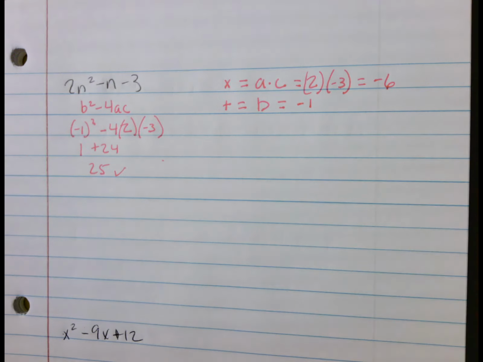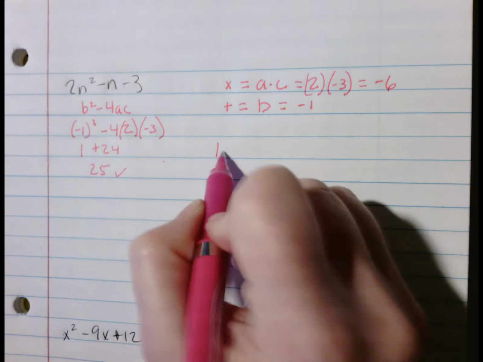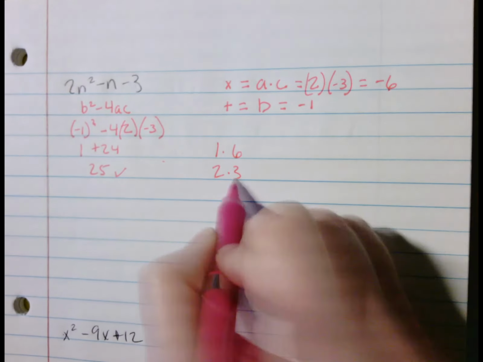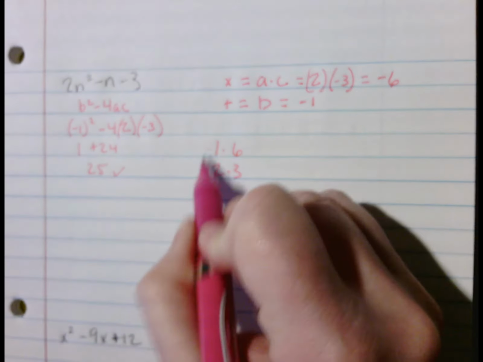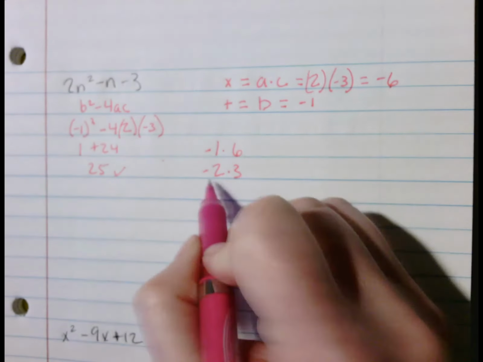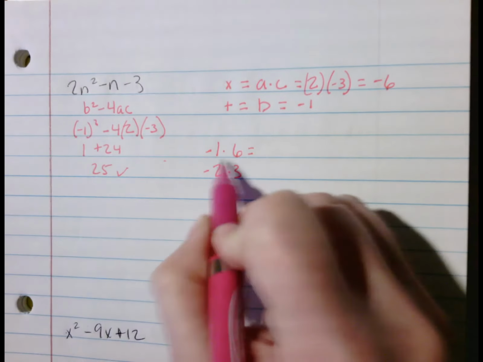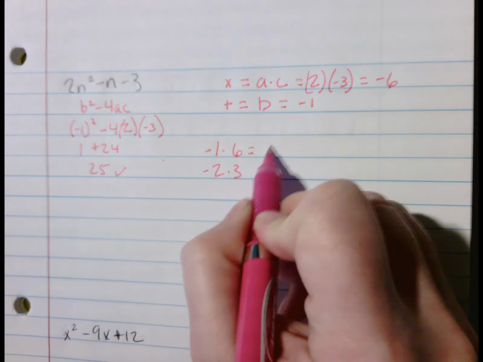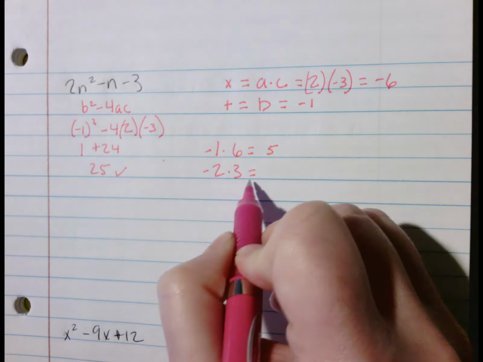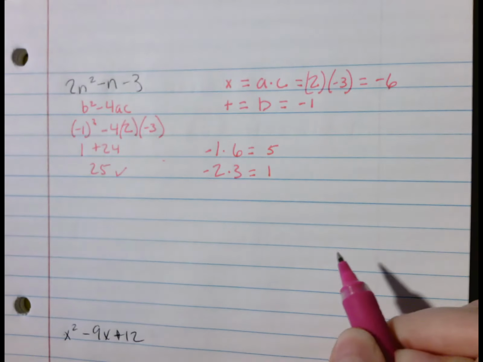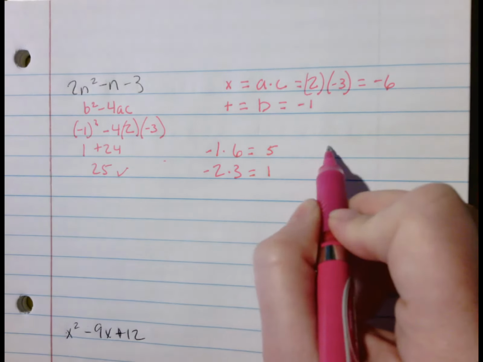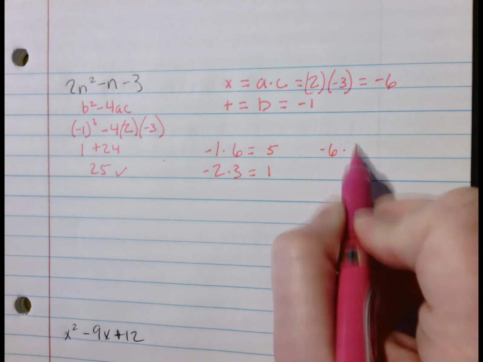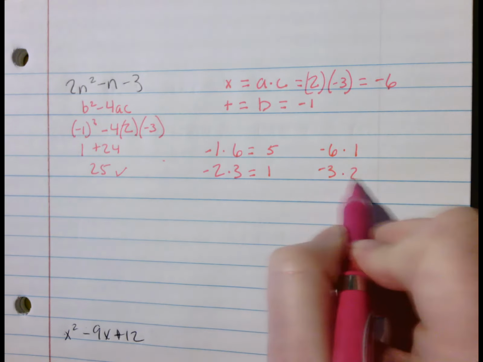So let's look at factors of -6. We have 1 and 6, 2 and 3, but we need a negative, so -1 and 6 and -2 and 3. If we add those together, we're going to have 5. We add these together, we end up with a +1. So we're close. Let's try -6 and 1 and -3 and 2.